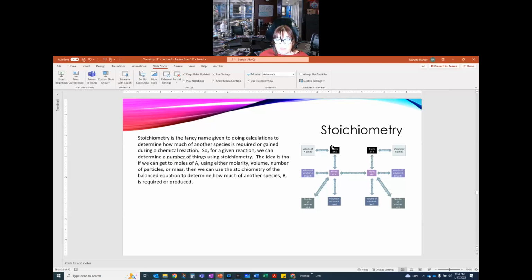So that has to be included. Okay. Now, once we get to moles of B, we can go to the grams of B, the volume of B, whether that be a solid or a liquid. We can go to the number of particles of B, or I can go to the volume in solid, liquid, or gas, depending on what things I know. Okay. So that's what our stoichiometry is based on.